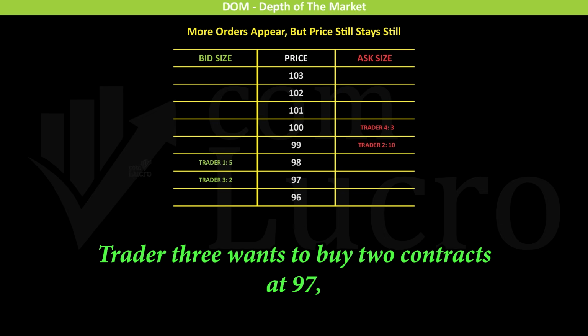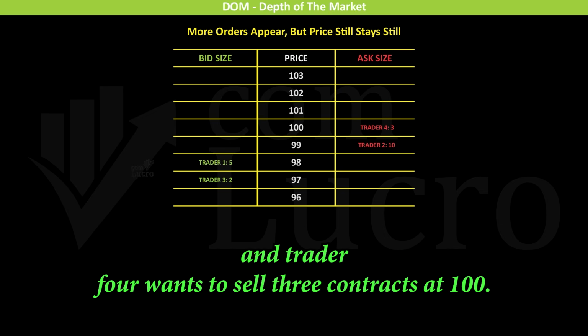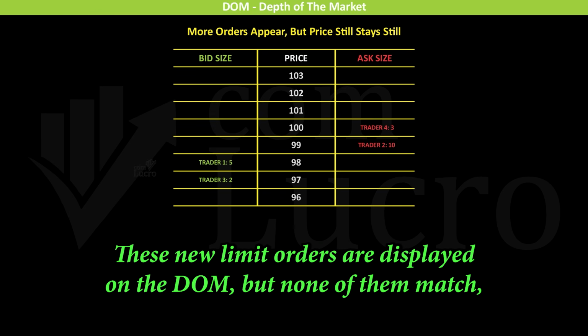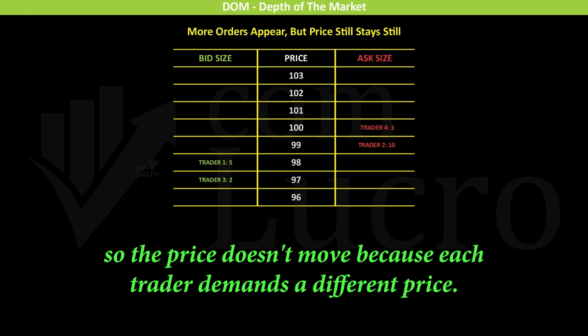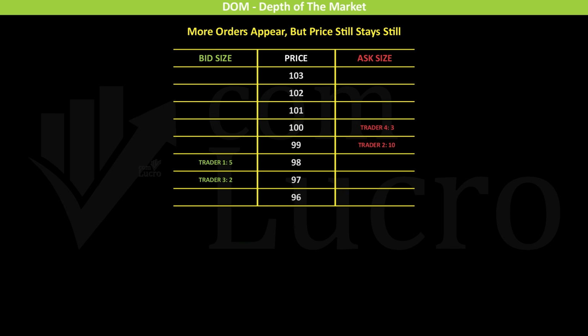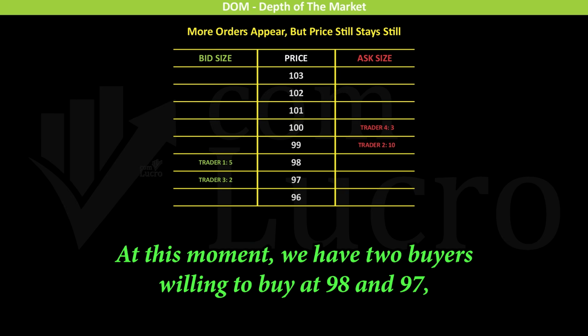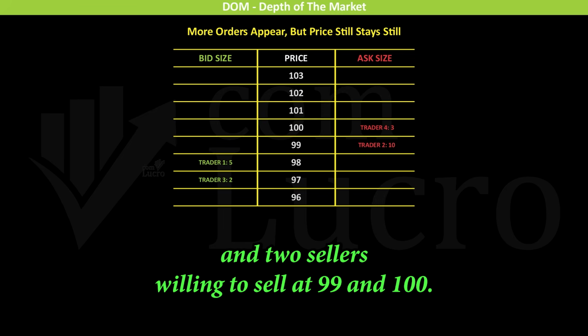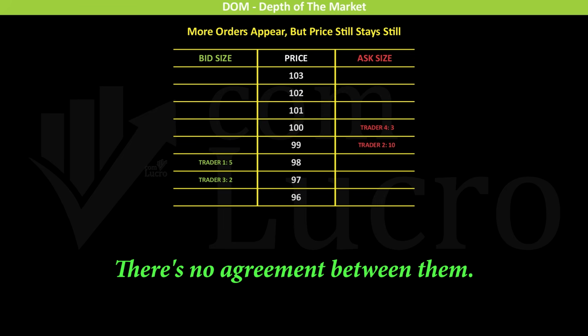Trader 3 wants to buy 2 contracts at 97, and Trader 4 wants to sell 3 contracts at 100. These new limit orders are displayed on the DOM, but none of them match, so the price doesn't move because each trader demands a different price. At this moment, we have two buyers willing to buy at 98 and 97, and two sellers willing to sell at 99 and 100. There's no agreement between them.